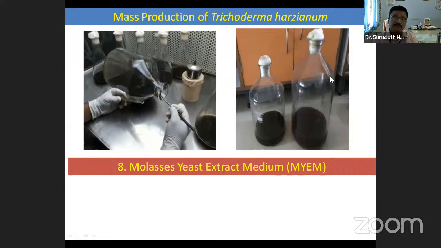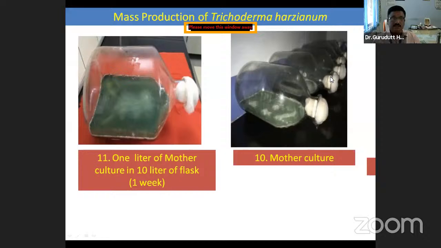But otherwise, even PD, potato dextrose broth, is also an important medium, but it is a little bit of a costly affair. After inoculating into the molasses yeast extract medium for about 3 to 4 days, we can get the complete growth of this Trichoderma harzianum. This is a mother culture.